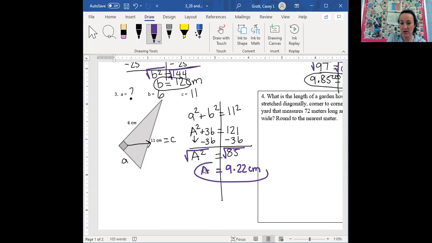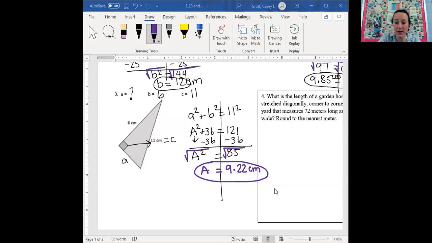That is how long my length is. And hey, if we look at this, 9.2 is still shorter than 11. If you solve and get an answer that's longer, then we probably messed up somewhere. If some of you are freaking out because this side was longer, guys, it actually doesn't matter which side is A and which side is B, as long as C is the longest side, then we're going to be good.